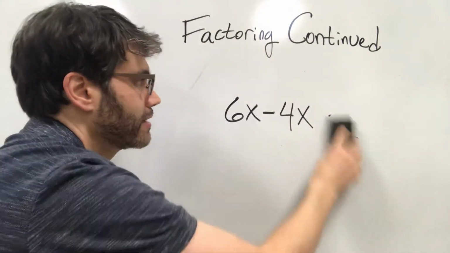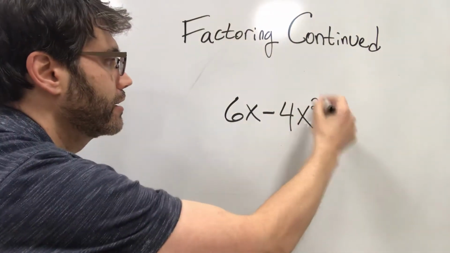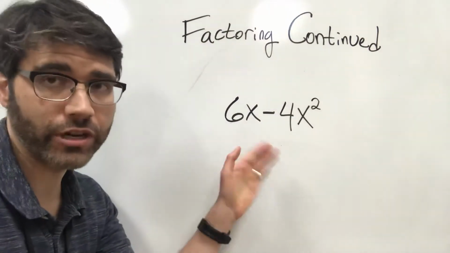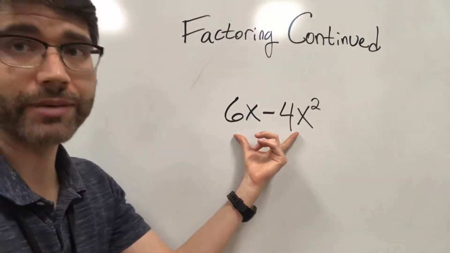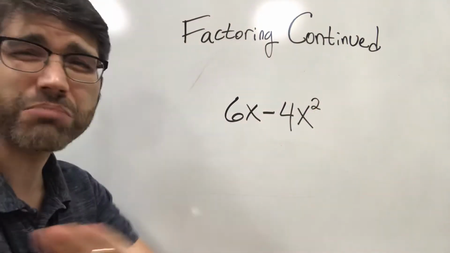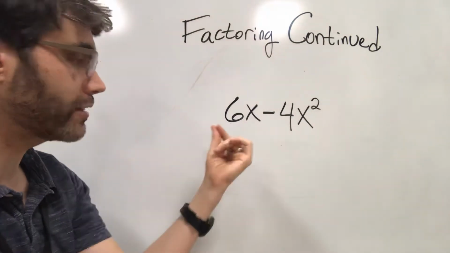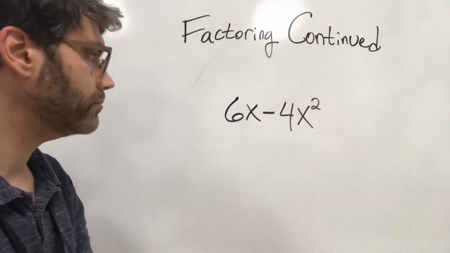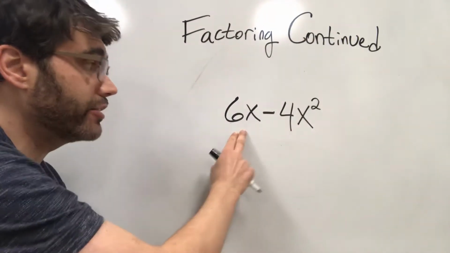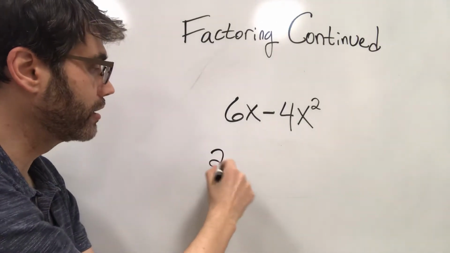For instance, let's say that we had 6x minus 4x squared. Now this really is something that you cannot combine at the beginning like we could if they just had x's, because this has an x squared. It's a completely different term, absolutely different term. So we cannot just subtract these right away at all. But what we can do is we can find common factors in both. So again, 2 is a common factor in both of these. We can pull that out.